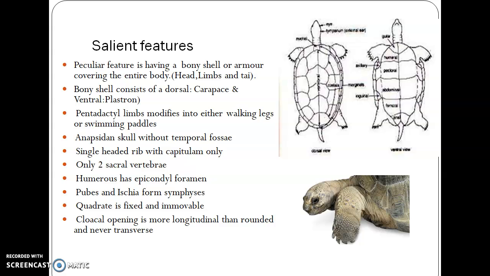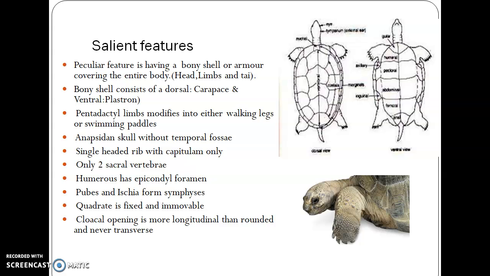Then come the salient features of this particular order Chelonia. The most differentiating, peculiar feature of this order from all other orders is the presence of a bony shell or armor which covers the entire body. When you look at a turtle, you can see that the head, limbs as well as the tail are entirely covered by a bony structure called the bony shell.